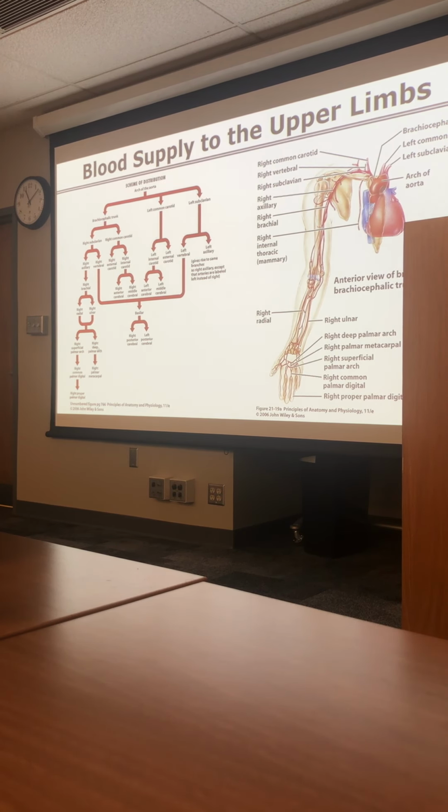If we follow our radial artery, it's going to give rise to, technically, the deep palmar arch and a branch to the superficial palmar arch. Our deep palmar arch, we can see here, is the shorter one. Our deep palmar arch is going to give rise to these palmar metacarpal arteries right here.